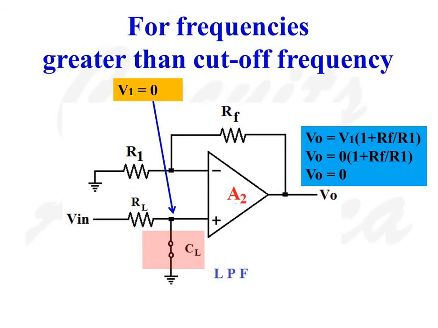For frequencies greater than the cutoff frequency, capacitive reactance is very small. The capacitor acts as a short circuit. So, voltage at the non-inverting input is equal to 0 as the non-inverting input is pulled down. So, V1 is equal to 0. As V1 is equal to 0, output voltage V0 is equal to voltage at the non-inverting input into 1 plus RF by R1. That means output voltage V0 is equal to 0.